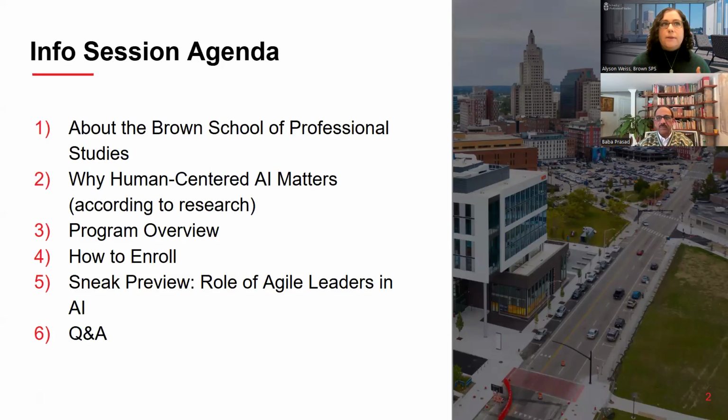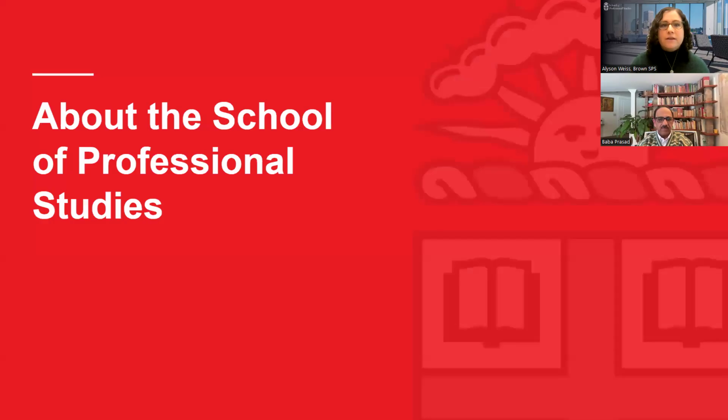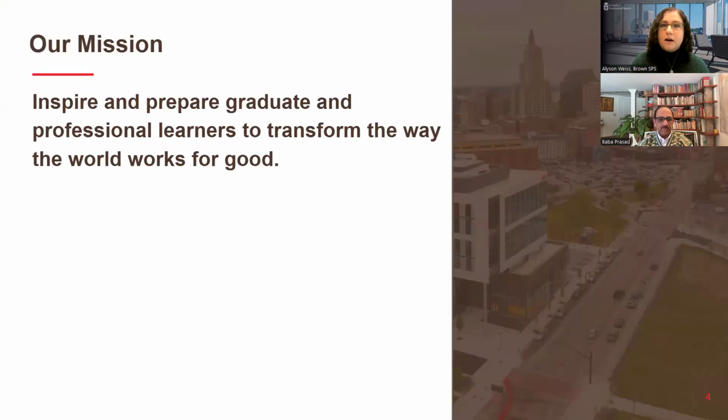At Brown, one of the things that really distinguishes us from some other providers is that everything we do is based off of research. So I always like to start with what does the data actually say? I'll give you an overview of the human-centered AI program, steps to enroll, and then I'll hand things over to Dr. Prasad to give a sneak preview of what the role of agile leaders is in AI. And then we'll open it up to questions primarily about the program, not the topic, but you're welcome to give us questions about anything.